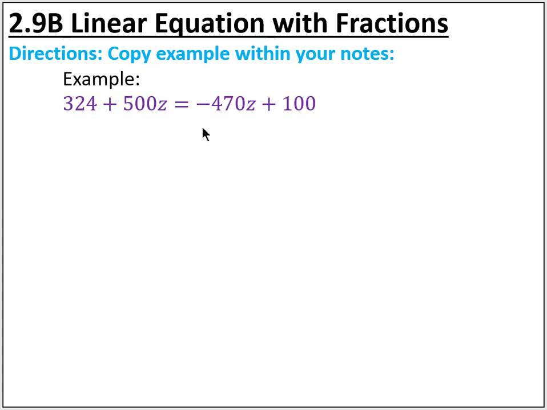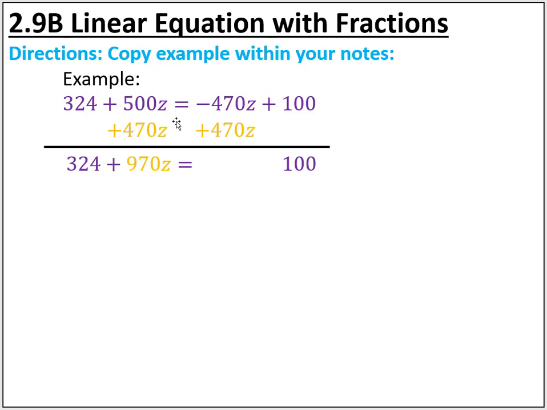So, since I want the z on the left side of the equal sign, I want to cancel out negative 470z. And I'm going to balance it out by doing the same thing on the left side. So add 470z on the right and on the left side of the equal sign. So when I do that, the z will cancel on the right side of the equal sign, and then on the left I'm going to get 970z. I'm going to bring down 324 and the 100.